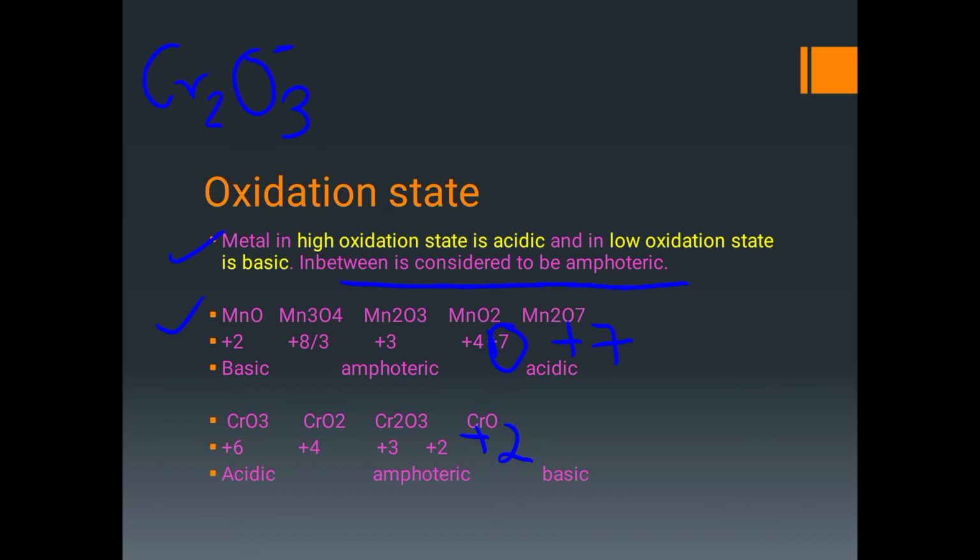Now again we know that oxygen is always in the -2 state. So how many chromiums are there? They are 2, so let's put it as 2x. So this is -3 into 2, which is -6, equal to 0. So 2x is equal to 6, and when you divide, x is +3. So this is your oxidation state for Cr2O3. Let's move ahead.